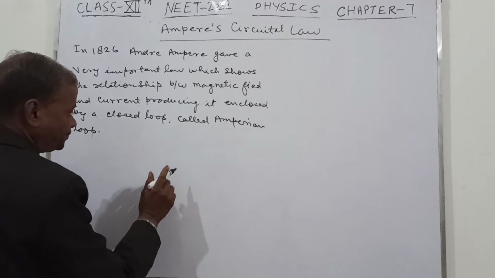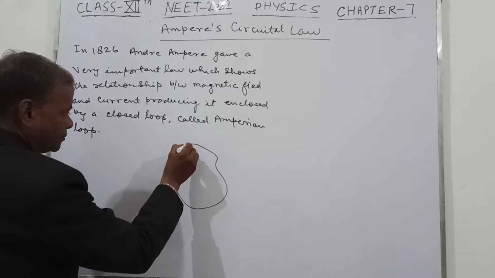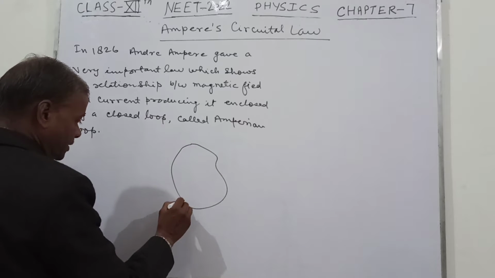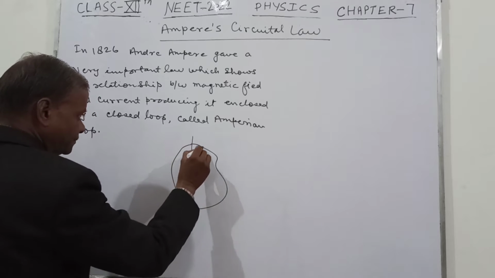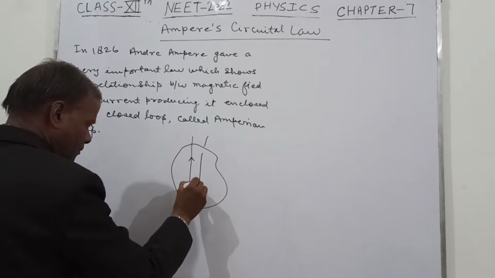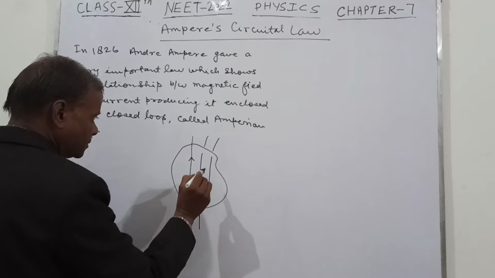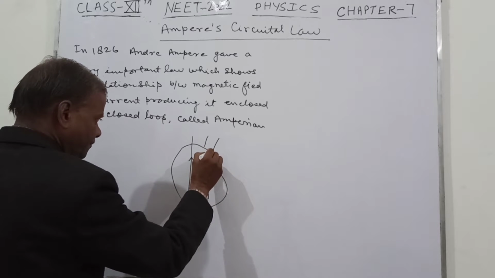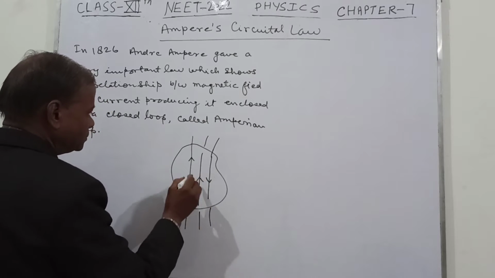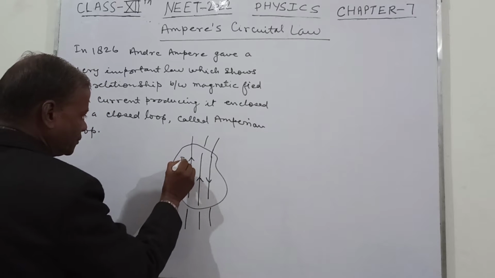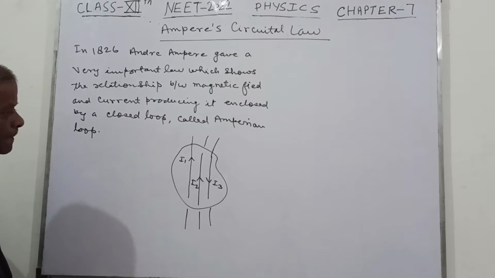Suppose we are having this loop of any shape. Suppose now currents are passing through it like this one. Some of the currents are passing which are going opposite to it. Let this be I1, this I2, and this I3.